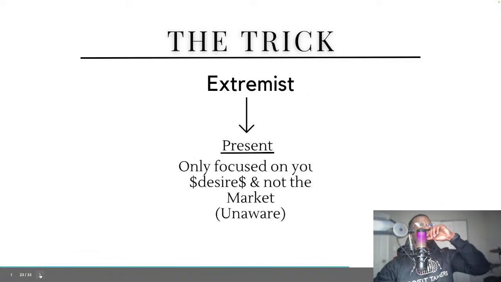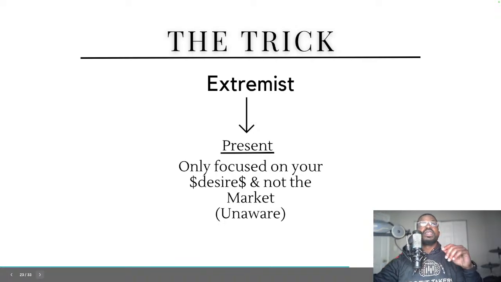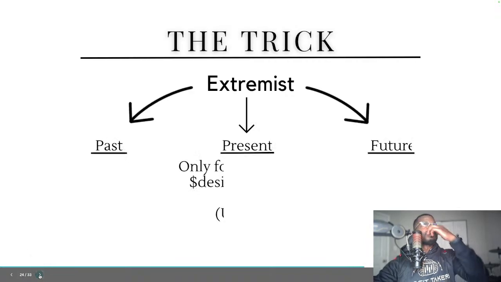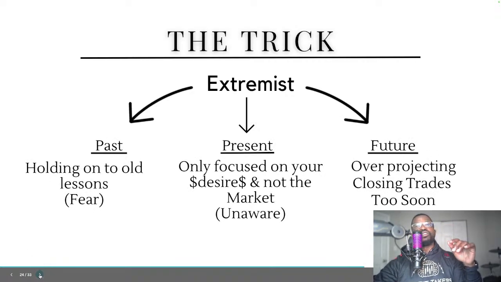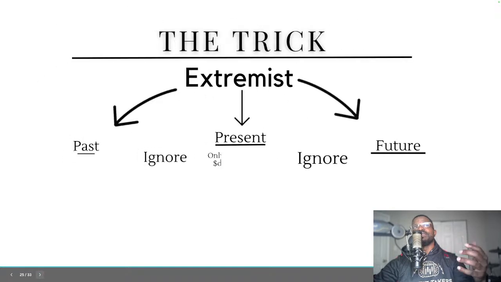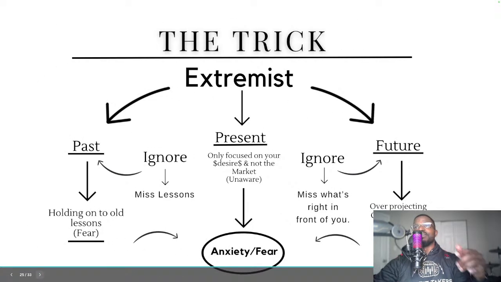All right? And you can be an extremist of the present, only focusing on your desires and not what the market is doing. So being completely unaware. Oh, today I set a goal to make 750. Everything is showing me that this trade is falling, but I'm just going to buy. That's being an extremist of the present. So the trick is, no matter which direction you're an extremist of, it all leads you to the exact same place: anxiety and fear. Okay?